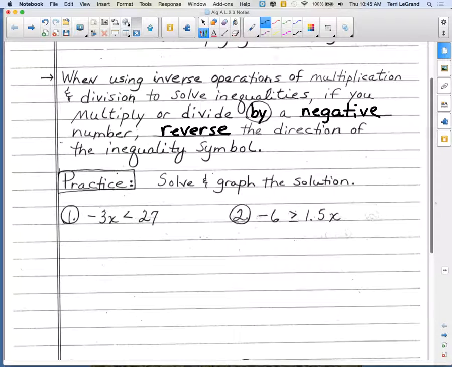Now, there's one time already that we reversed the direction of the inequality symbol, and when is that? What's the one time we do it right now already? Can anybody think of a time that maybe we have already reversed the symbol and we weren't doing this multiplying or dividing by a negative?